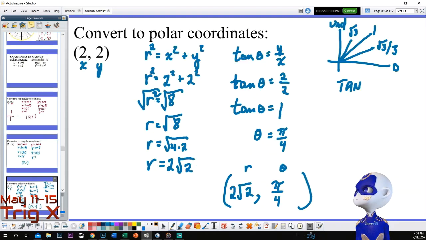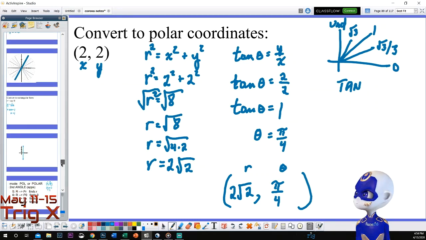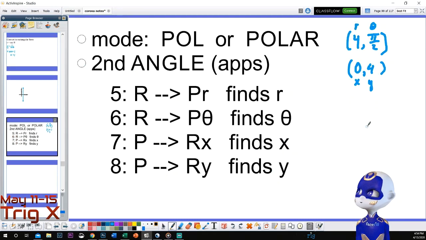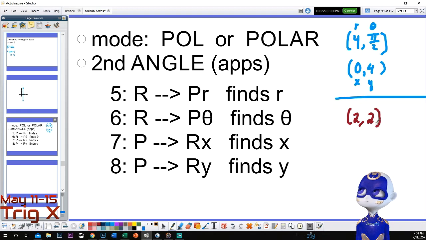Alright, now let's go backwards. Let's go from rectangular to polar form. So right here we have the point 2, 2. Let me write this down before I forget. Alright, we did that one already. Let's change to red. We had the point 2, 2 in rectangular form, so this is x and this is y. My goal is to figure out what r and theta would be.